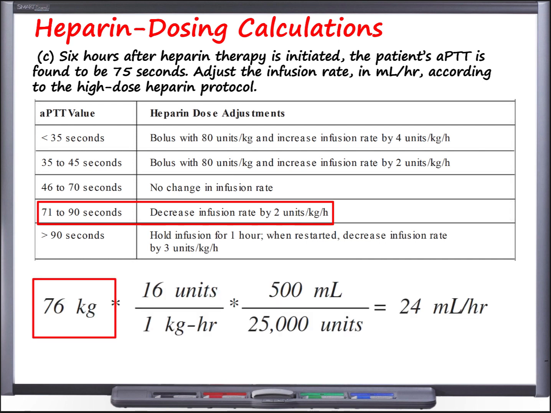So the math is very much like what we just did, but taking that into consideration. We'll start with this patient's weight again at 76 kilograms. We then multiply it by our modified amount.